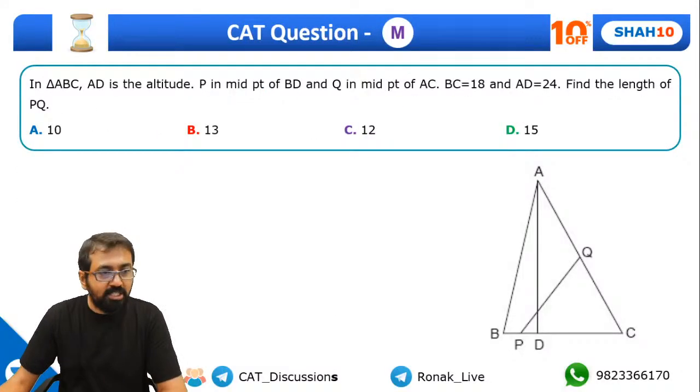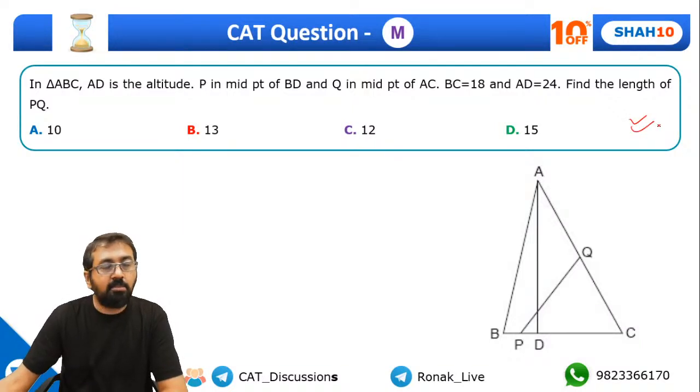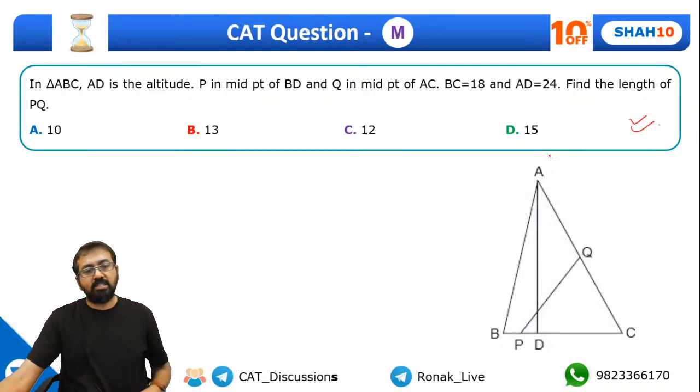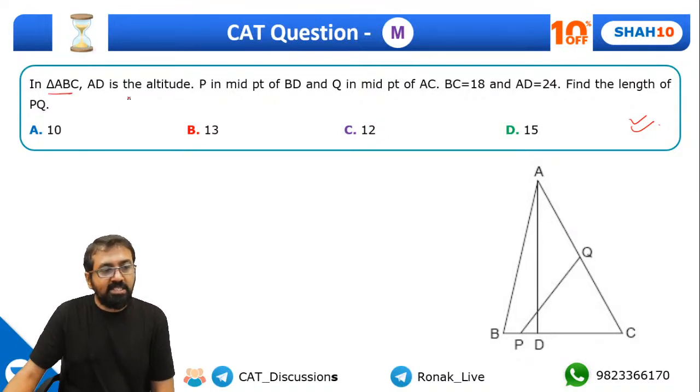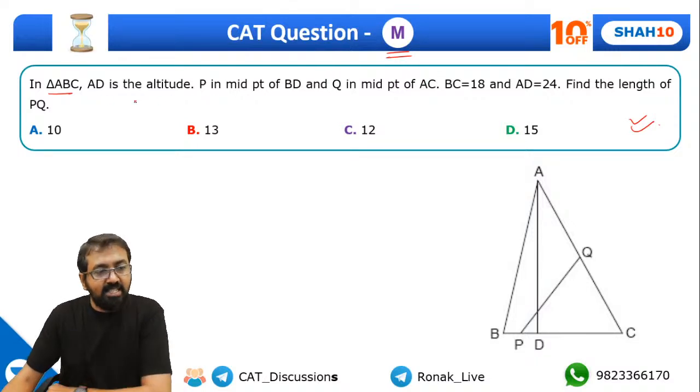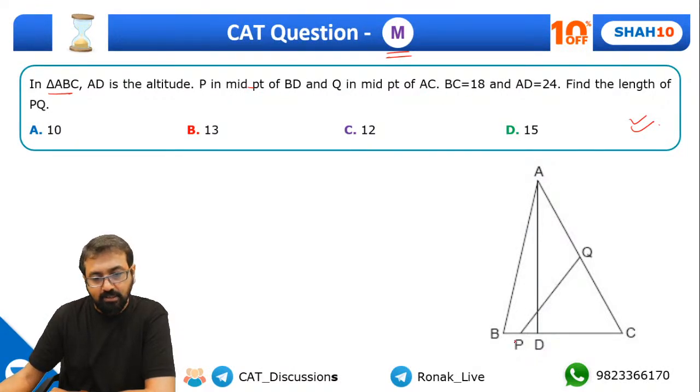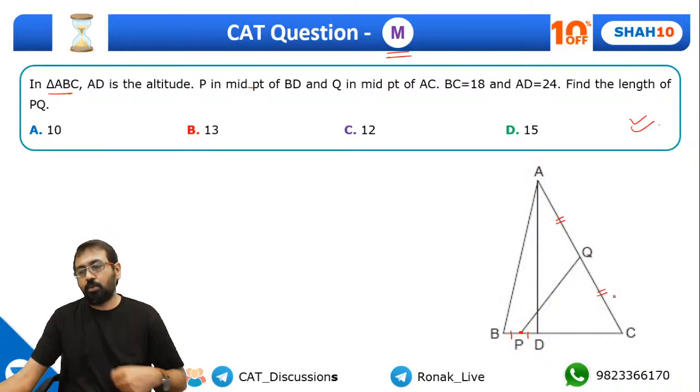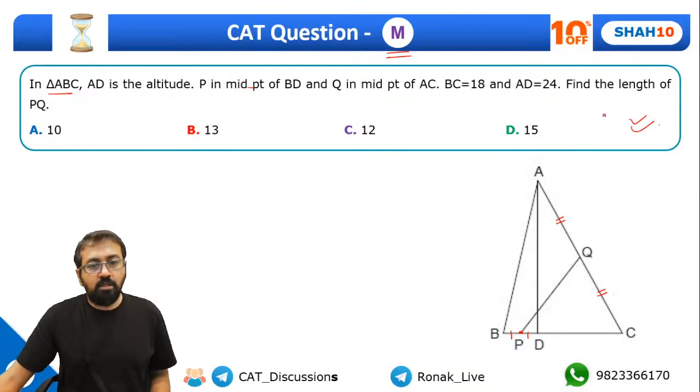Fine guys, so that is a question where you may require to use this similarity or congruency. Please try to answer this question. In triangle ABC, and yes, this is a moderate difficulty level question of CAT, AD is the altitude, P is the midpoint of BD, and Q is the midpoint of AC. See, P is the midpoint of BD, so these two are the same, and Q is the midpoint of AC, so these two are the same. Okay. Find the length of PQ.